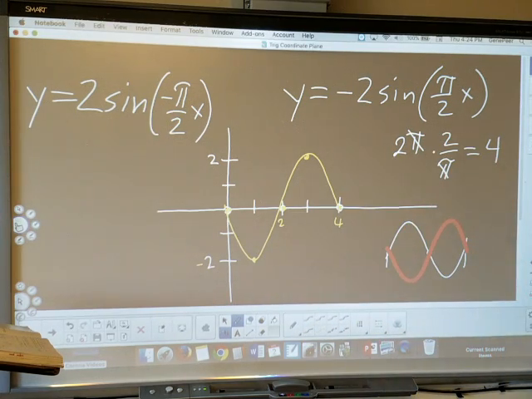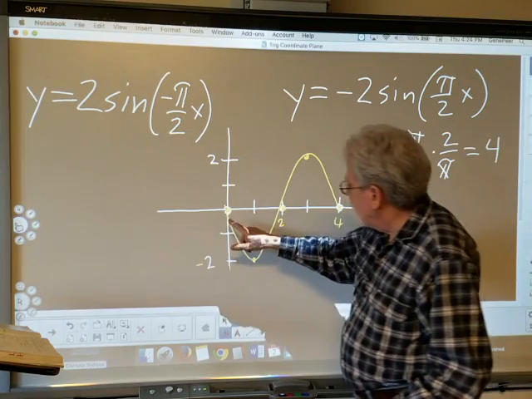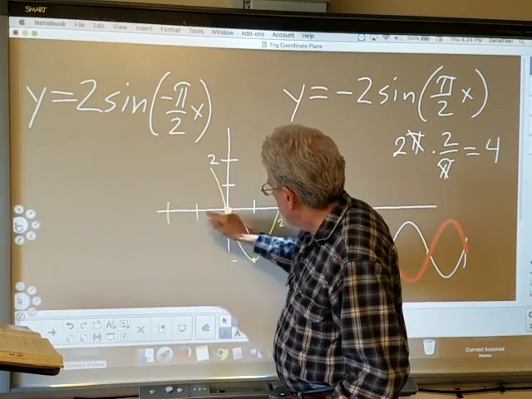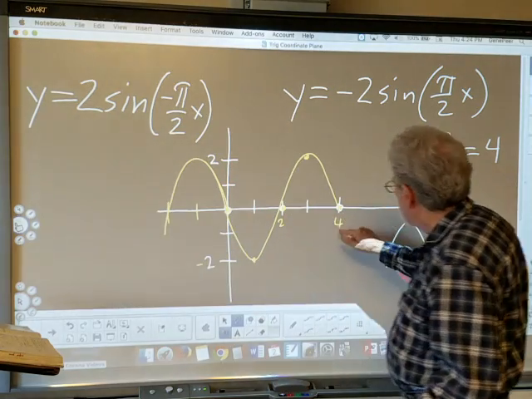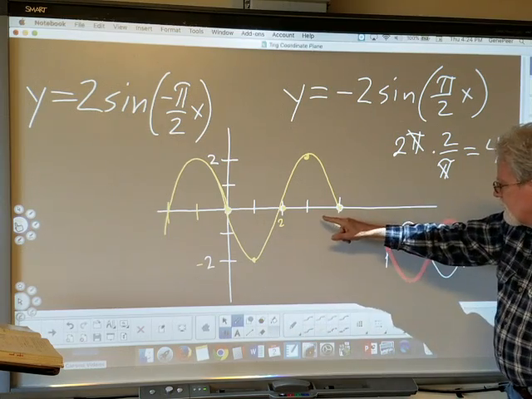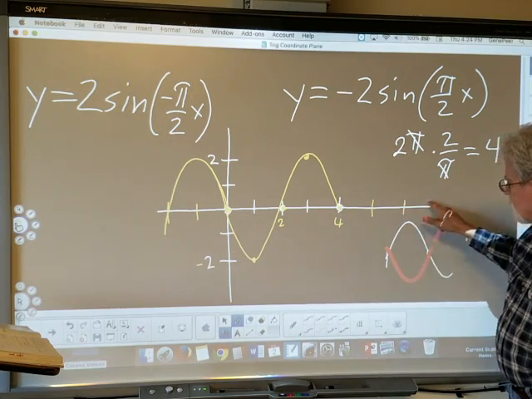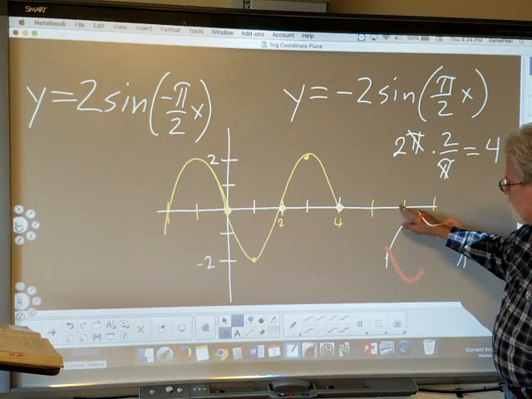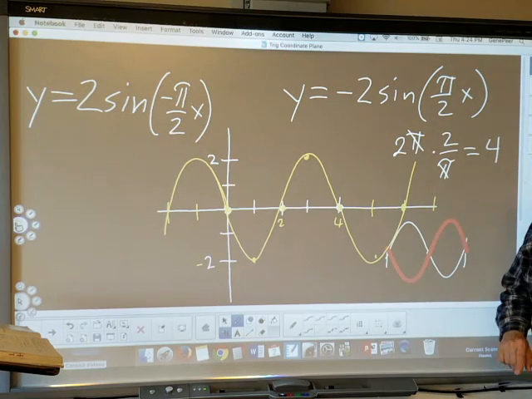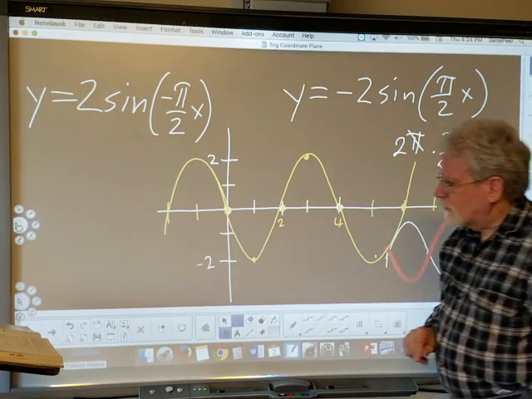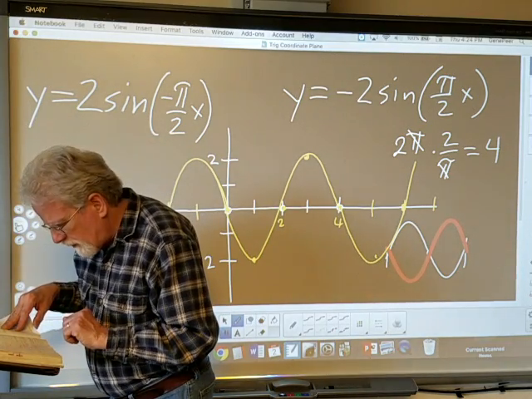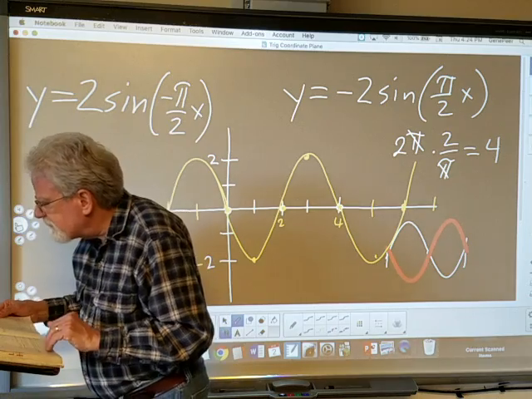It's done. Well, sort of done. We do want to continue it over here. I'd like to see at least 2 full cycles. If that's 4, 5, 6, 7. So we need to go through this point, and we have another minimum here. Okay, and that's adequate. So there we have it. That was example 6. Let's see what's going on with example 7 here.